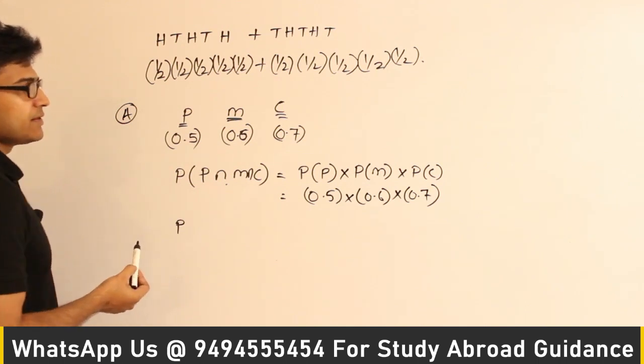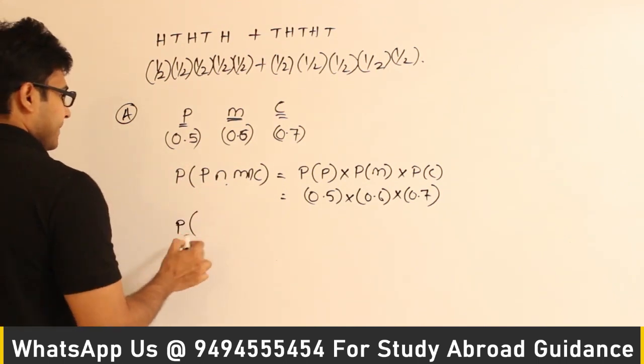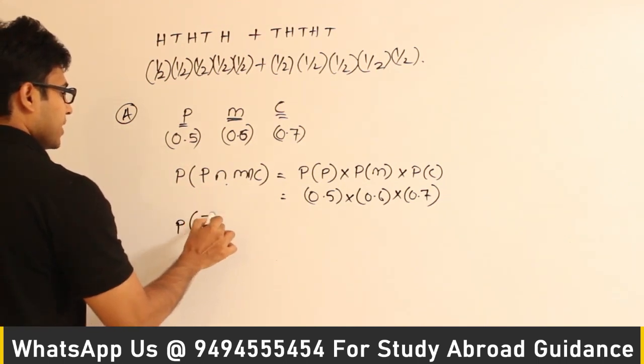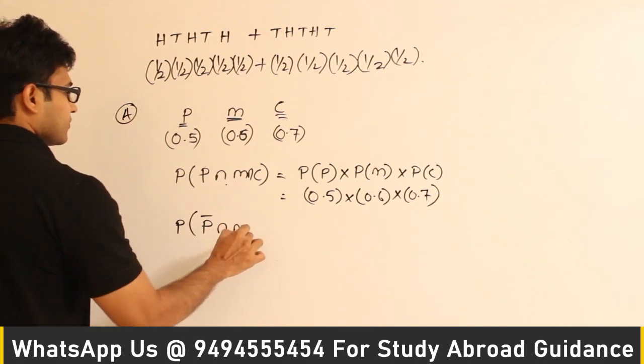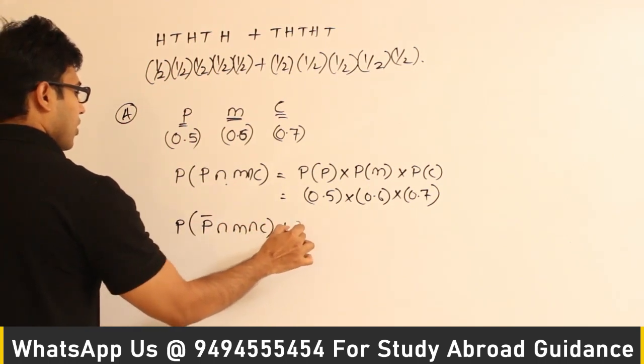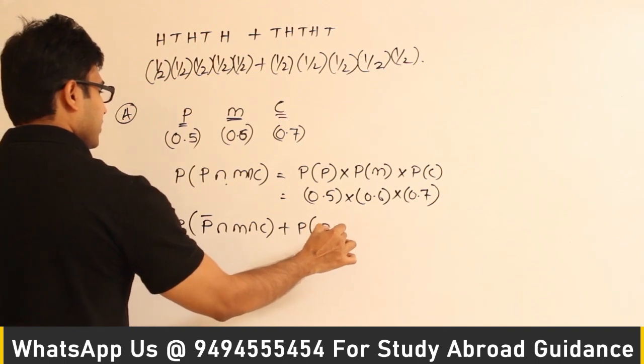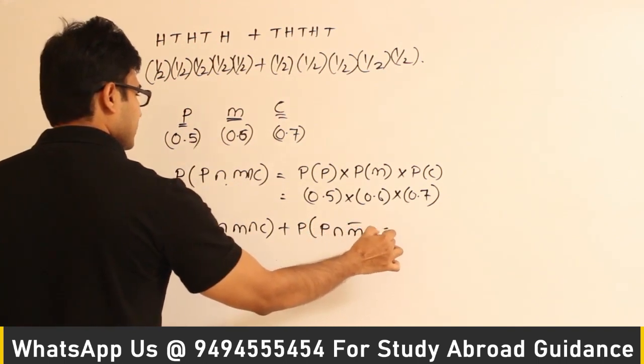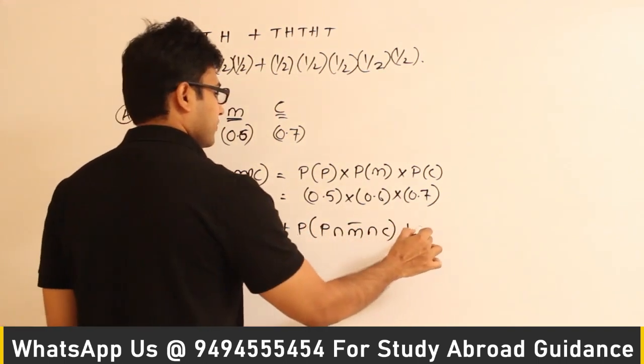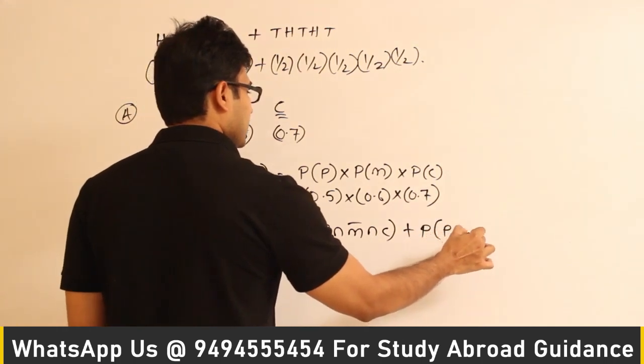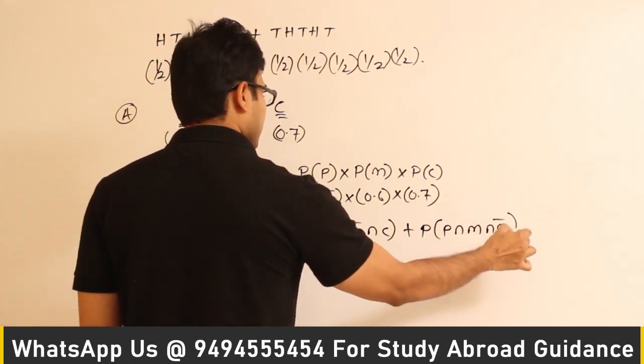And now what is the probability that he fails exactly one subject? If he has to fail exactly one subject, then it is going to be that he might fail in physics, or he might fail in mathematics, or he might fail in chemistry.